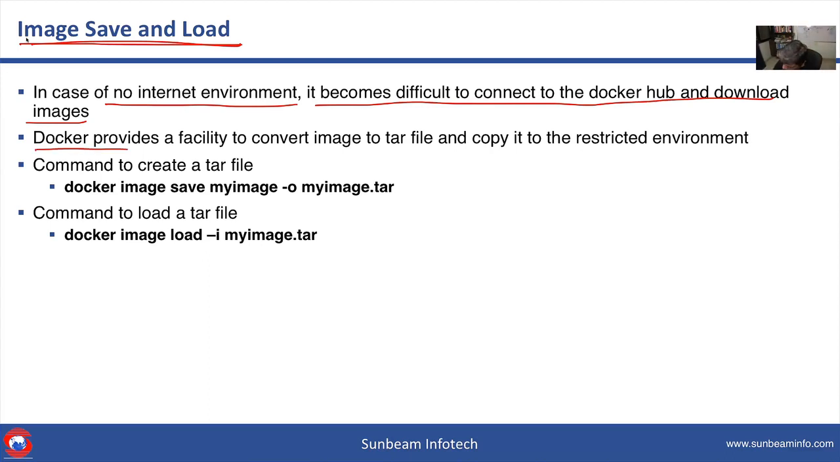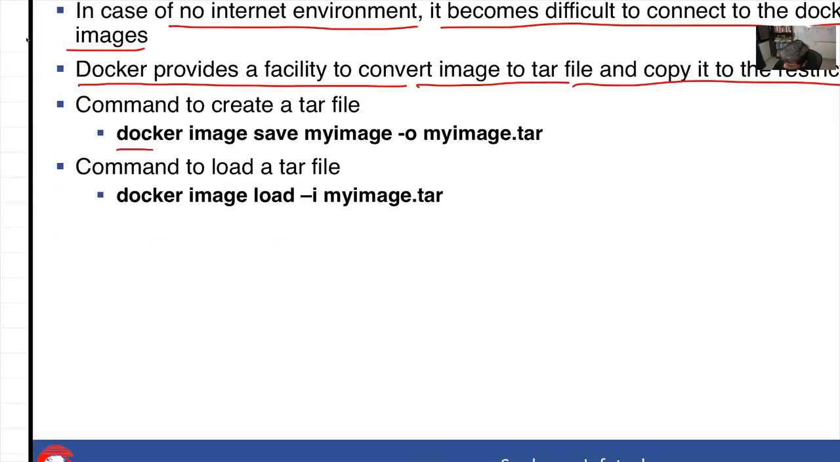So Docker provides a facility to convert your images to a tar file and copy them to the restricted environment where the internet is not there. The command is very simple. You're going to say docker image save my image -o, something like a tar. And again, when you are loading it, you can say image load -i my image.tar. That's it. It's very, very simple. Give it a try on your machine as well.